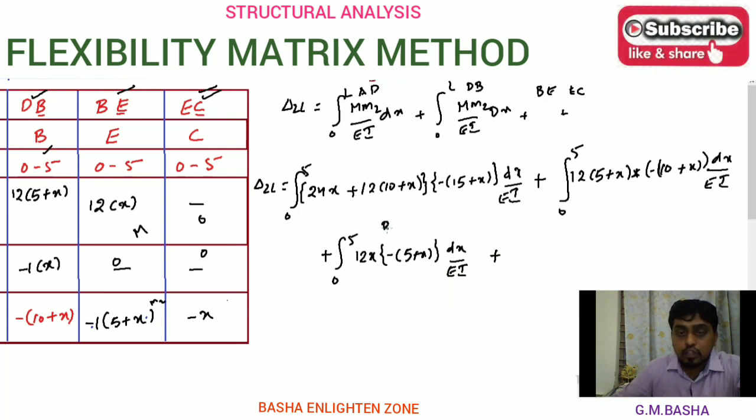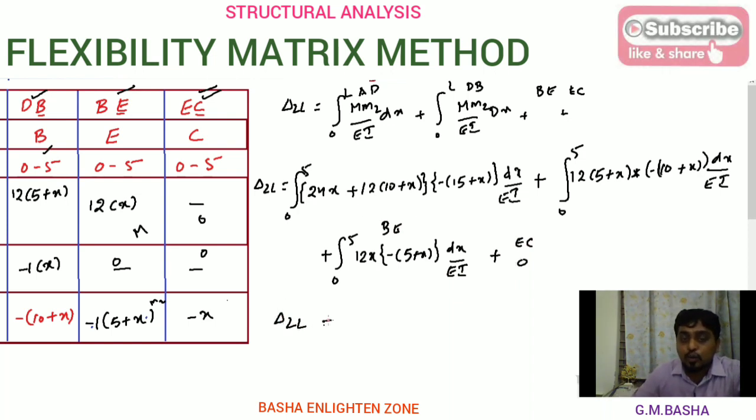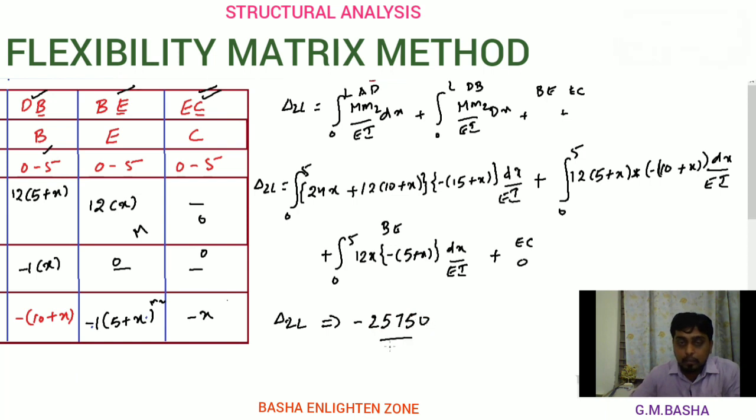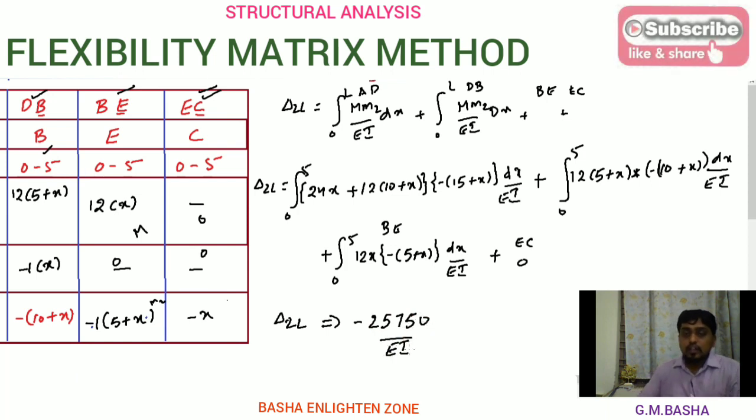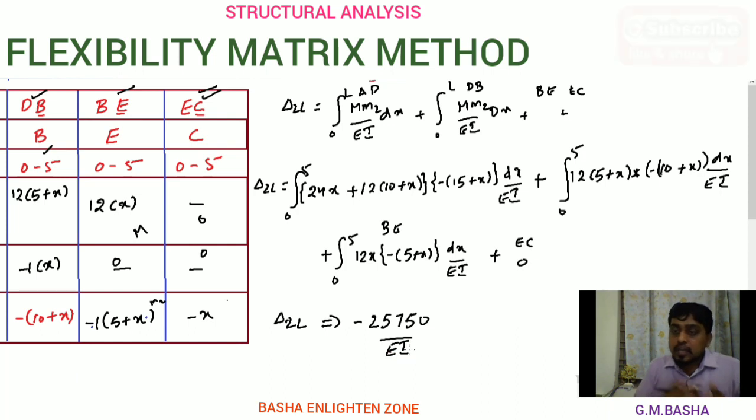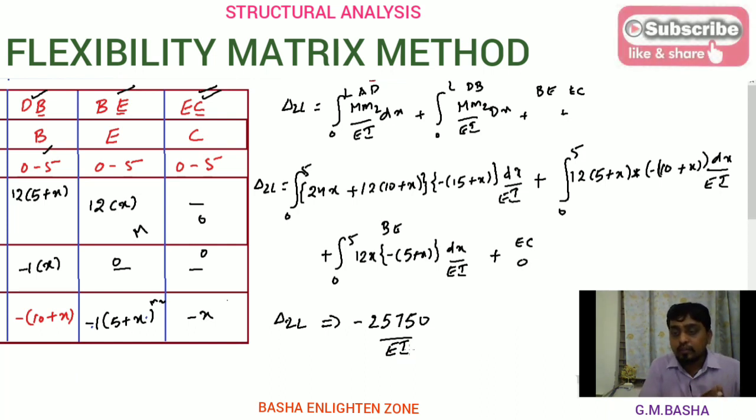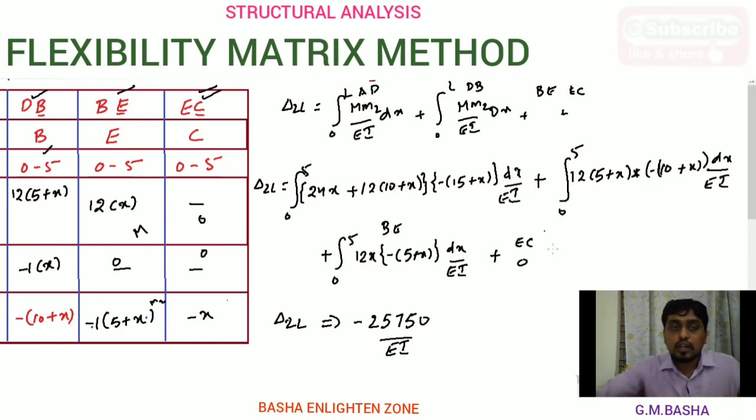Similarly, the remaining portions will be this one into this one. This one will be the BE portion, and the EC portion will be 0 here. Simplify one by one directly, and you will get the delta 2L value. After simplifying, I will get minus 25750 by EI. Okay, so the remaining flexibility matrices are also the same. I will just give a hint in what way you have to take down those values directly here itself.